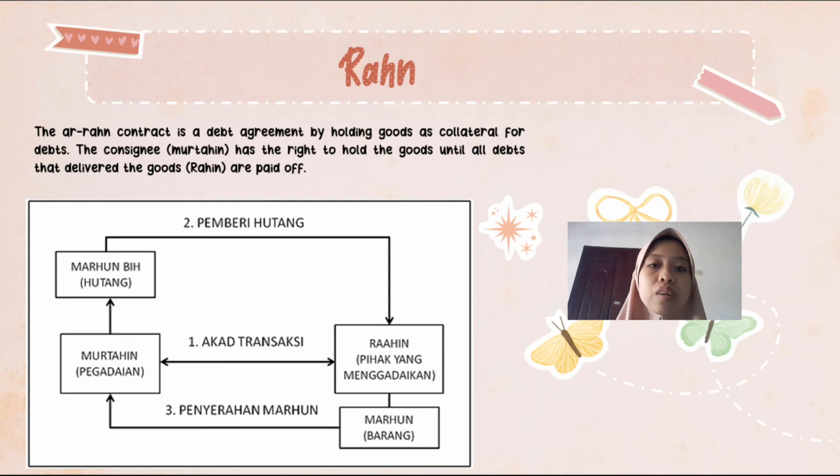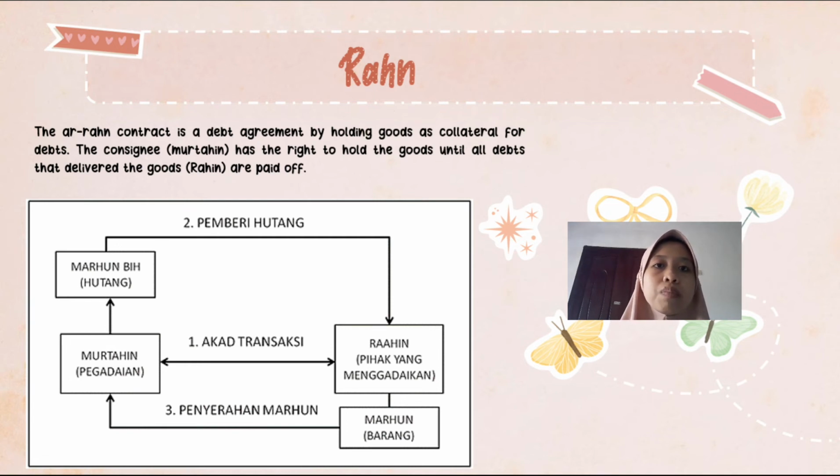Explanation of the rahn contract scheme: the rahin is the party who binds the loan to the murtahin. Then the murtahin will provide a loan to the rahin on condition that there is a guarantee in the form of the rahin's valuables. After that, a rahn agreement occurs.